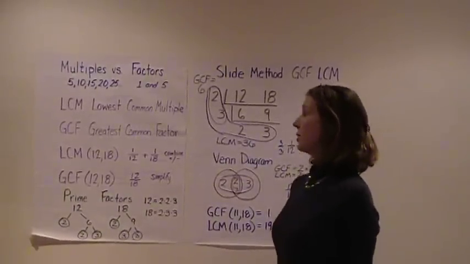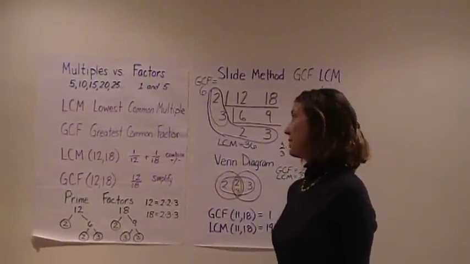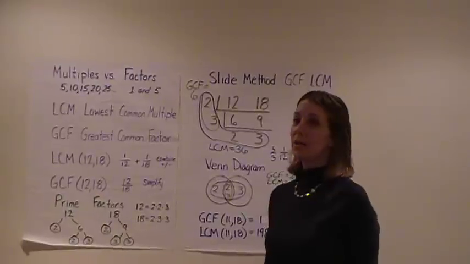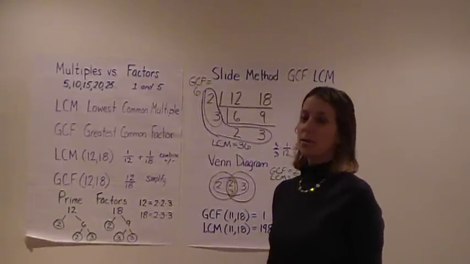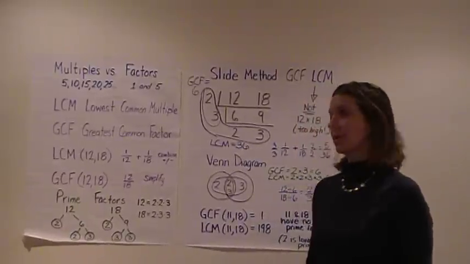And today I'm going to talk about lowest common multiple and greatest common factor. Those are really used to either combine fractions with adding and subtracting, and also simplifying fractions, reducing fractions.